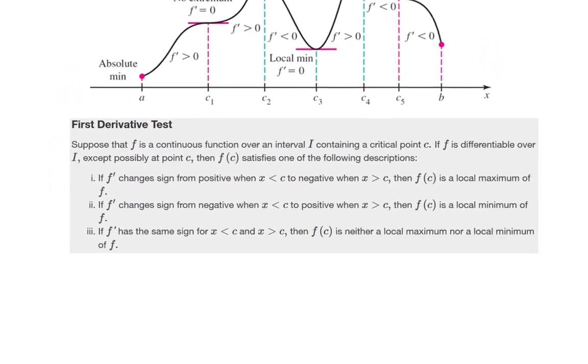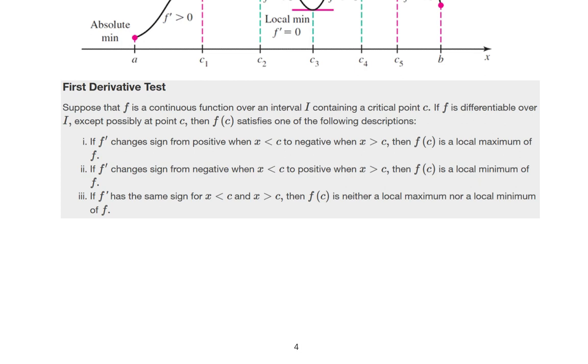That brings us into the first derivative test, which is kind of like what I was doing before with the sign chart. Suppose f is a continuous function over some interval I containing a critical point c. If f is differentiable over I except for possibly at the point c, and f of c satisfies one of these descriptions: if the sign changes from positive to negative, then it's a maxima. It could be local, could be absolute, but it is going to be a maxima. If the sign changes from negative to positive, then it's a minima. It could be local, it could be absolute. If it has no sign change, then it is not an extrema, it is a horizontal slide. So it is neither max nor min, local or absolute.